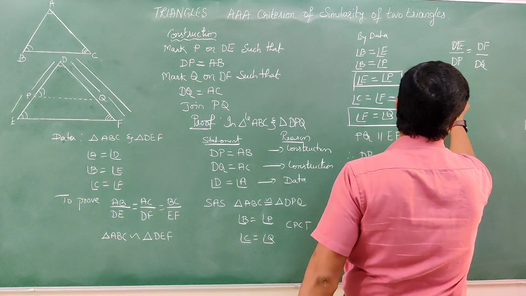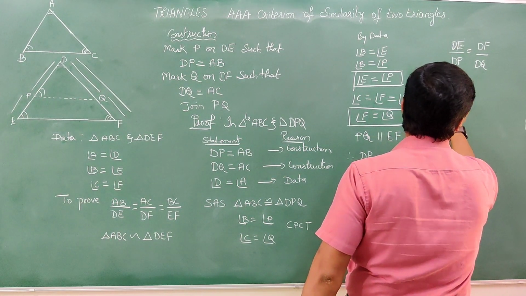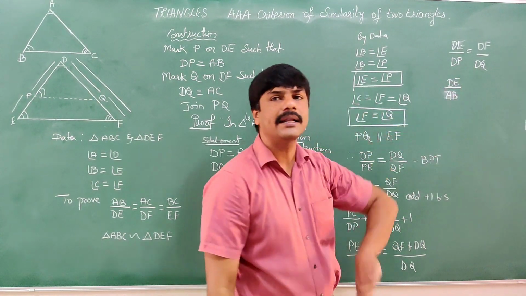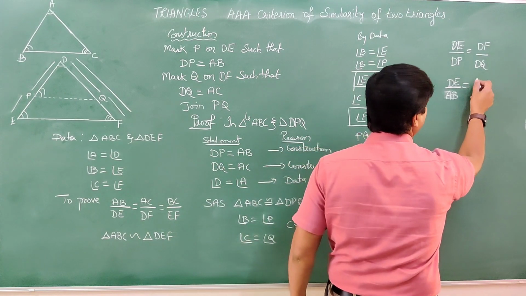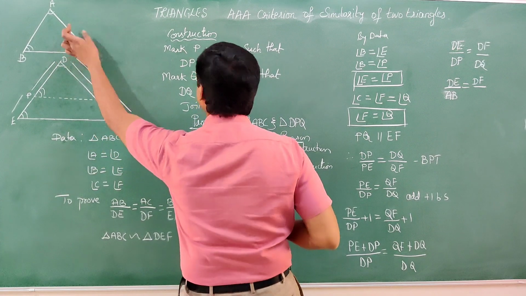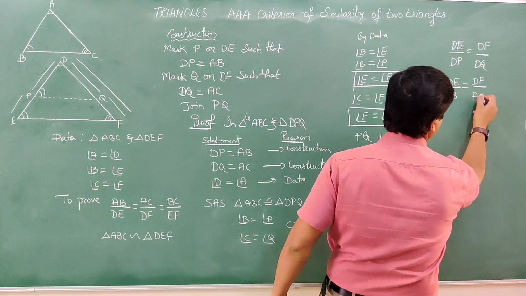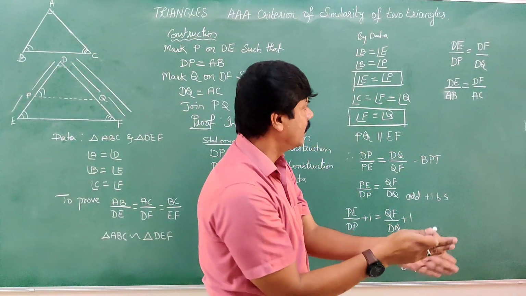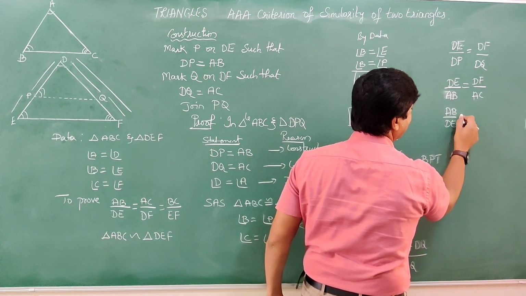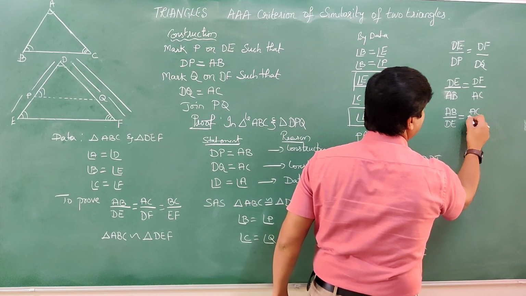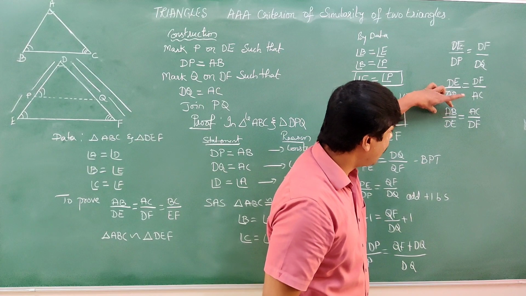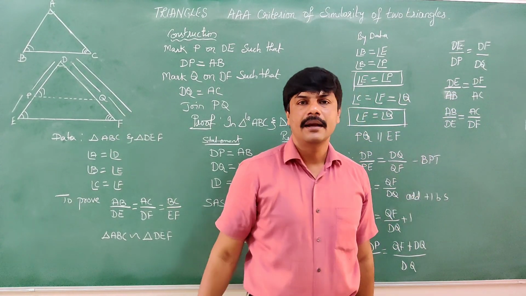DE by AB. Why DE by AB? Because DP is nothing but AB. And again, DF. What is the DQ? DQ is nothing but AC. Again, reciprocate so that we will get AB by DE is equal to AC by DF. After reciprocating, AB by DE is equal to AC by DF.